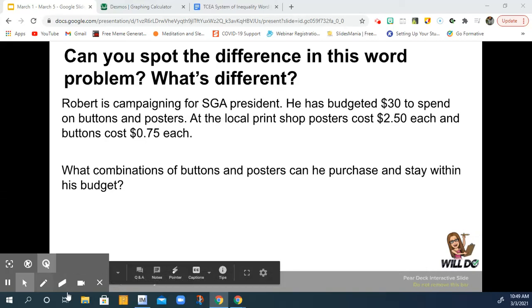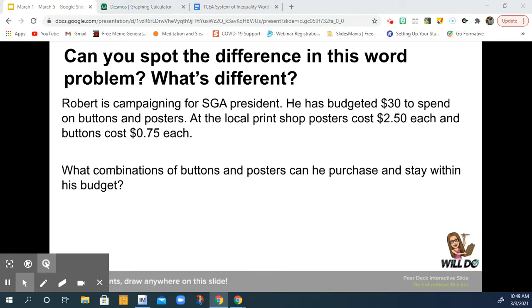Hey guys, in this video, we are going to be looking at systems, but is it going to be systems of equations or systems of inequalities? Let's find out. So there is something new in this particular word problem. Can you spot the difference in this word problem and what is different?